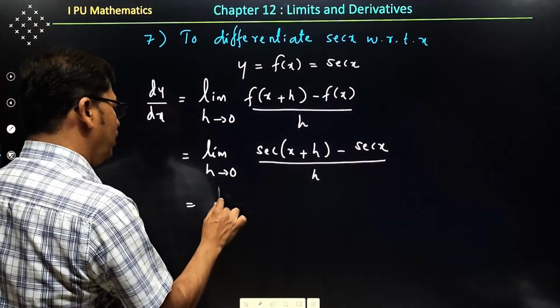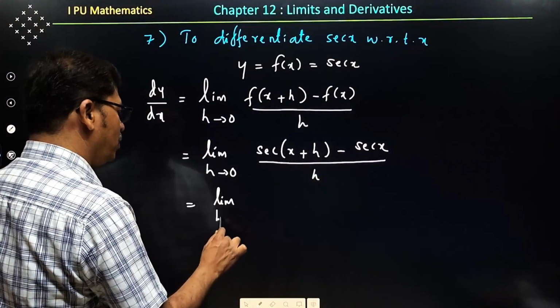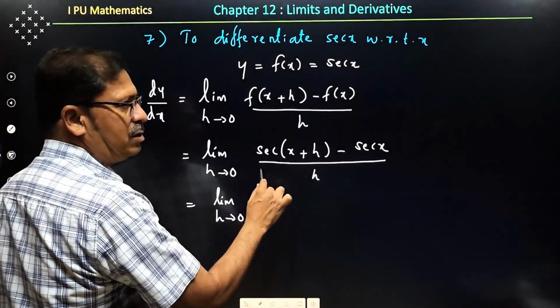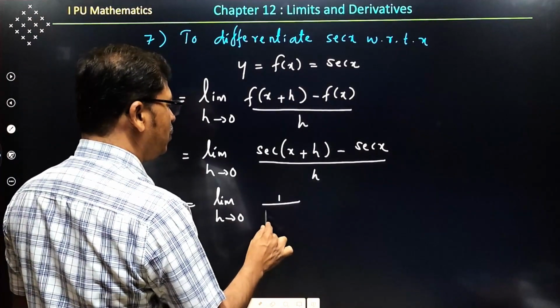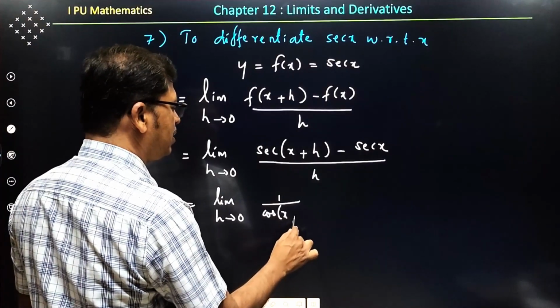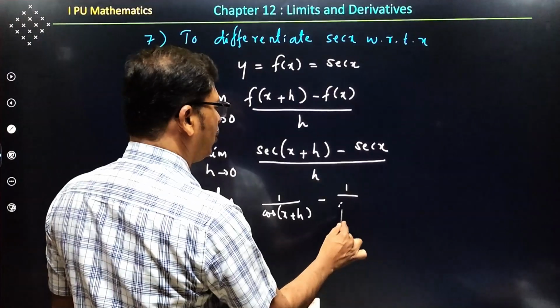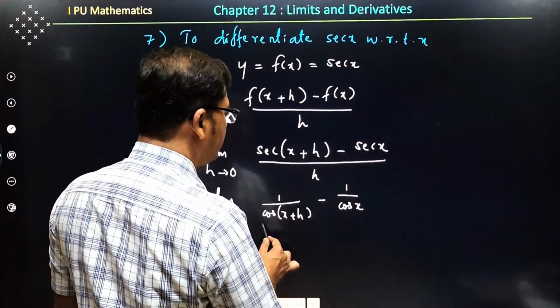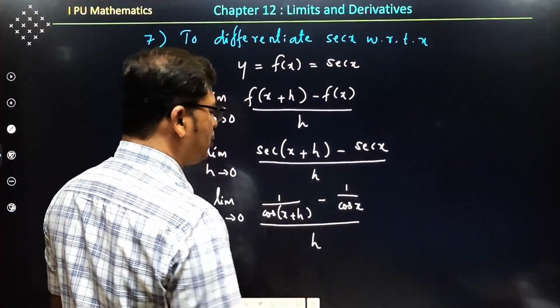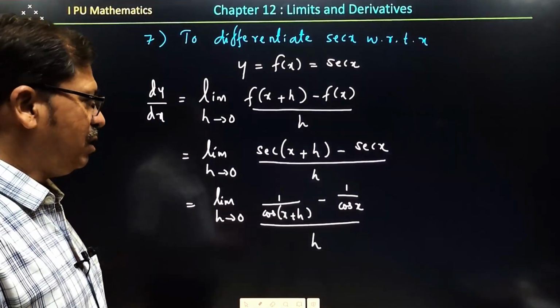Now this is equal to limit h tends to 0. Sec of x plus h can be written as 1 divided by cos of x plus h, minus sec x, which is nothing but 1 divided by cos x, whole divided by h here. The calculations will proceed almost similar to the previous case.